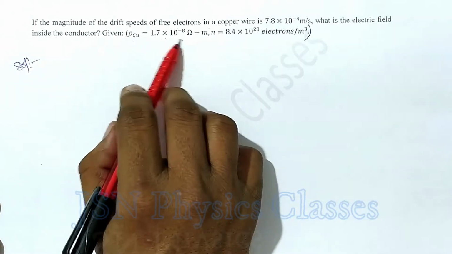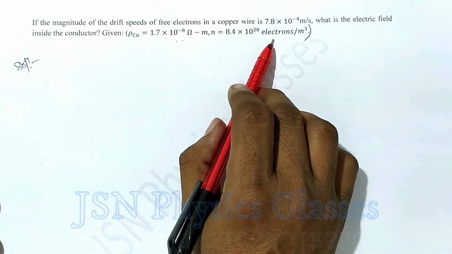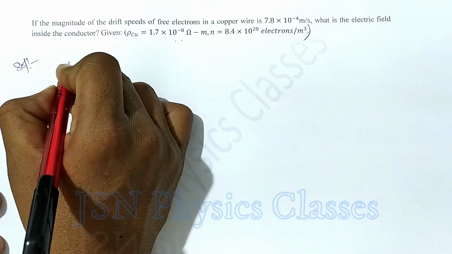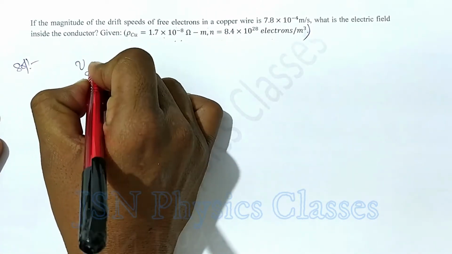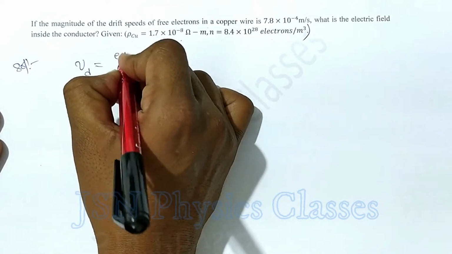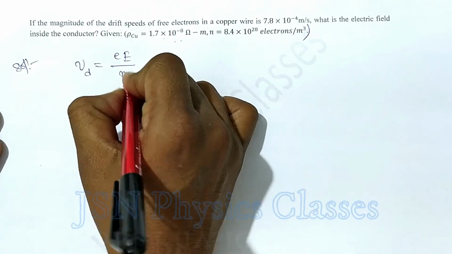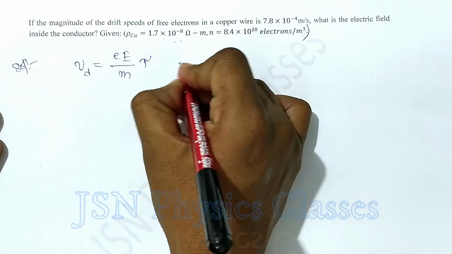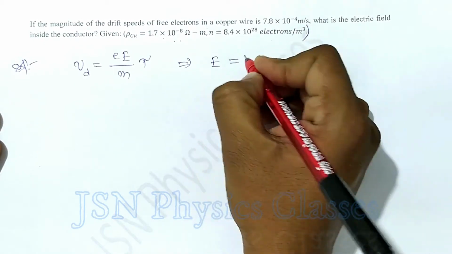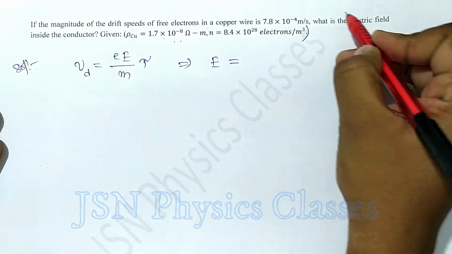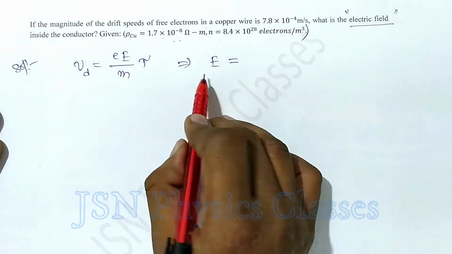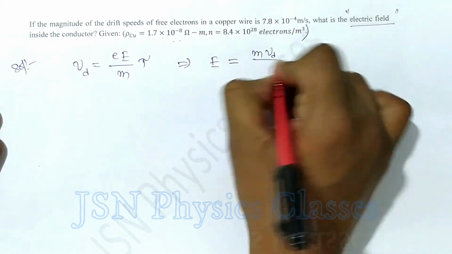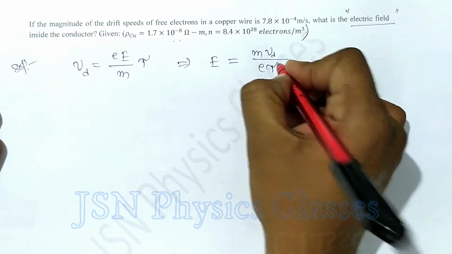That is the specific resistance of the copper and the number density of the given copper wire. First of all, here we know the drift velocity formula. The drift velocity is E by m into tau. So this is the drift velocity formula. From this I am rearranging the terms for the electric field, because our aim is to find the electric field. So E is equal to m Vd by e tau.